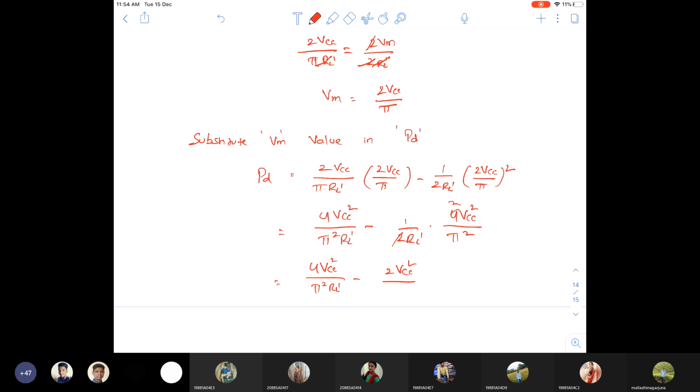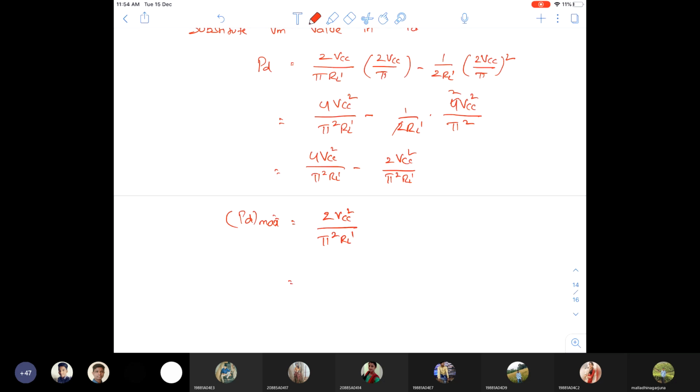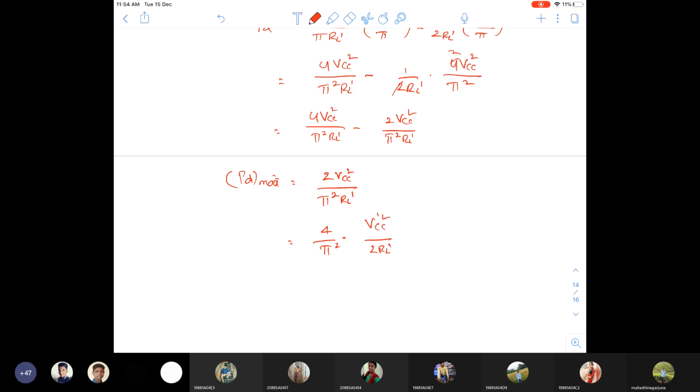So PD max equal to 4 minus 2. The remaining portion is everything same. 4 minus 2, 2 VCC square by pi square RL dash. Okay, so this I can write as 4 by pi square into VCC square by 2 RL dash. So this I can write it as 4 by pi square into PAC max.